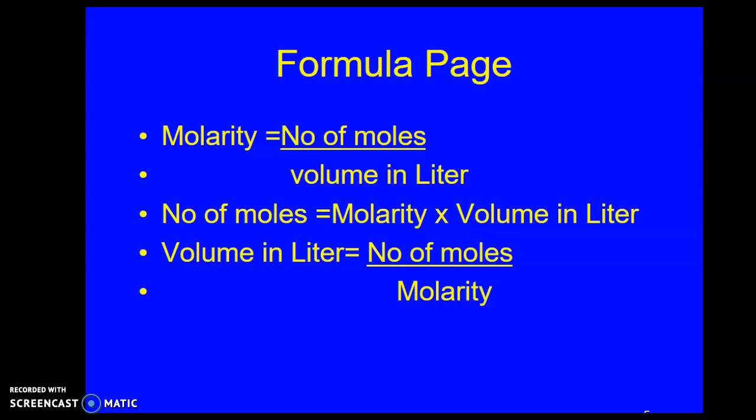Good. Now the formula page: these are the 3 formulas that are associated with molarity. Molarity is equal to number of moles divided by volume in liters. Number of moles equals molarity times volume in liters. This is just like cross multiplying to get the other one. Alright, volume in liters equals number of moles divided by molarity.